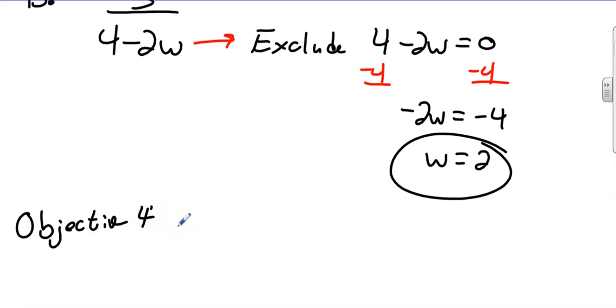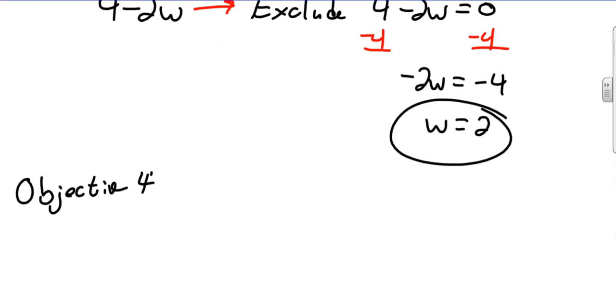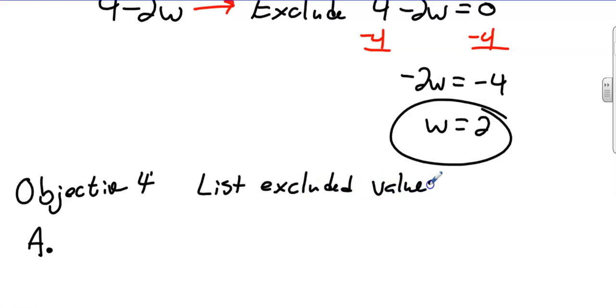Okay, objective 4, same thing on this one. The only difference on objective 4 is now the denominator has an expression, whatever you want to call it, that you're going to have to factor. So list, find, again, same directions when they tell you this one, whatever it is that you got, you're going to list excluded values. And again, the only thing that's different is your denominator is just a little bit more work that you have to do to it.